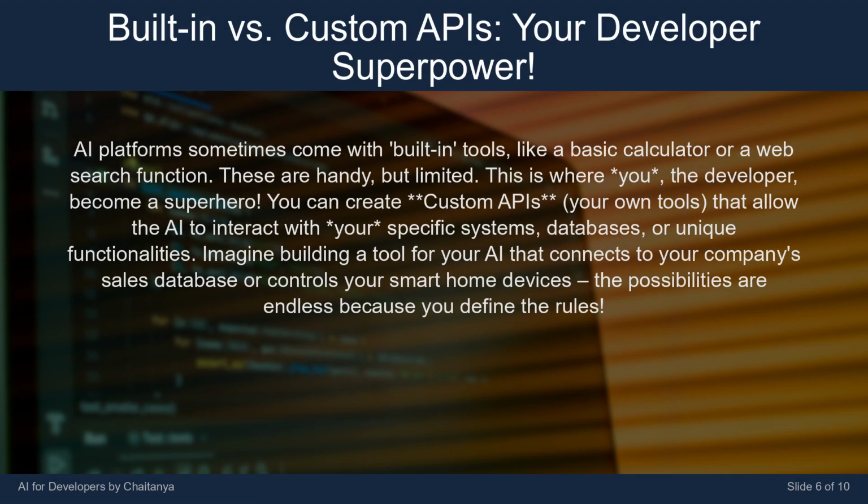AI platforms sometimes come with built-in tools, like a basic calculator or a web search function. These are handy, but limited. This is where you, the developer, become a superhero. You can create custom APIs, your own tools, that allow the AI to interact with your specific systems, databases, or unique functionalities. Imagine building a tool for your AI that connects to your company's sales database or controls your smart home devices. The possibilities are endless because you define the rules.